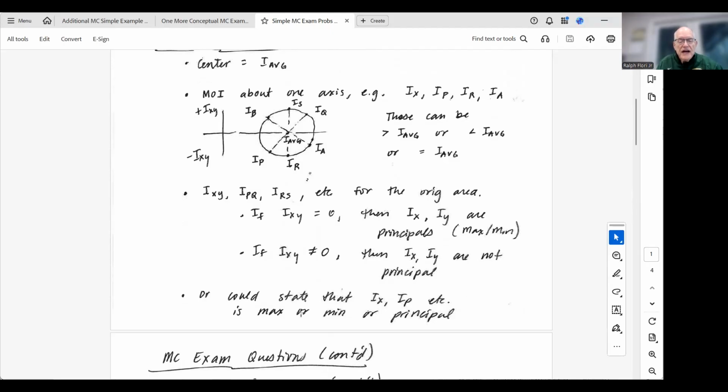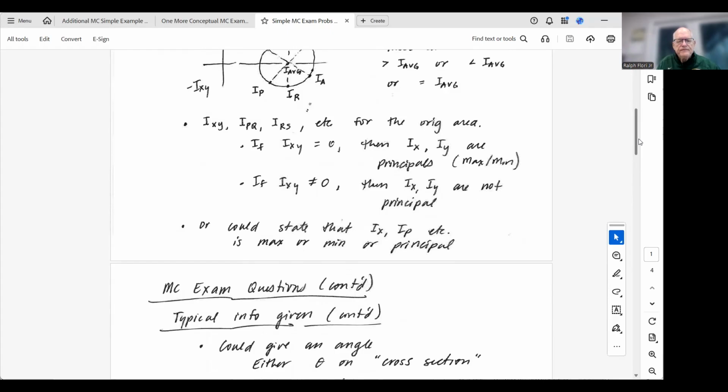The problem could say that the IX or IMIN or the IP or the IQ or the IR that you're given are max or min, or it can say that they're principal values. And if it says that, you go, aha, so their IXY is zero, and they're going to plot at the 3 o'clock position, which is IMAX, or the 9 o'clock position, which is IMIN. So you have to read the problem carefully.